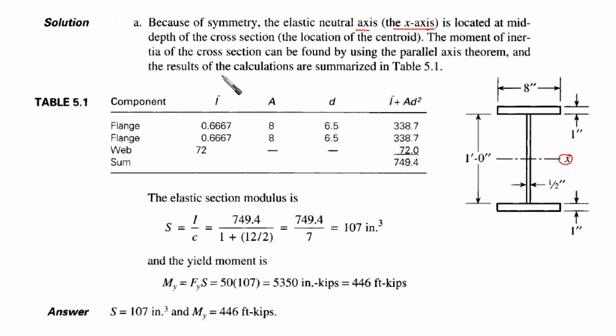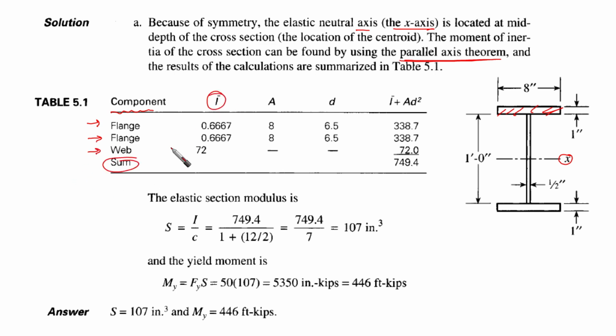The moment of inertia of the cross section can be found by using the parallel axis theorem. Do you know the parallel axis theorem? It is easy actually. You are going to find it from this table, which we summarized here, or in the textbook it's summarized here. First of all, we look at the components we are talking about, which are the flanges, for example, 2 flanges and 1 web. So we have 1 flange, another flange, and the web, and then we're going to have the summation.